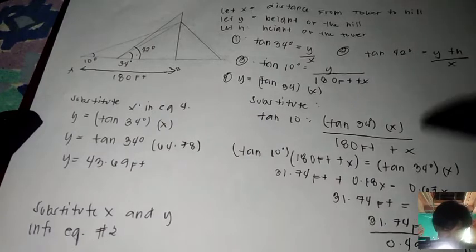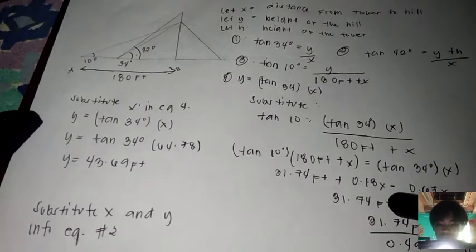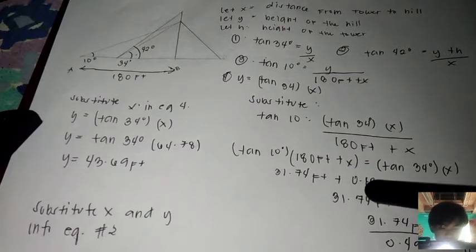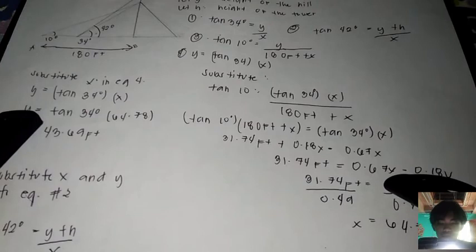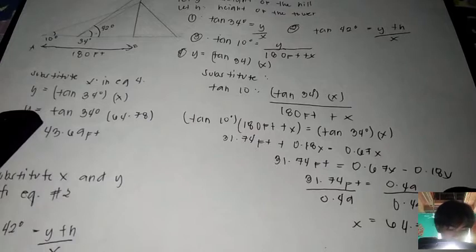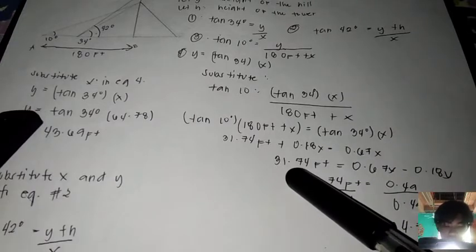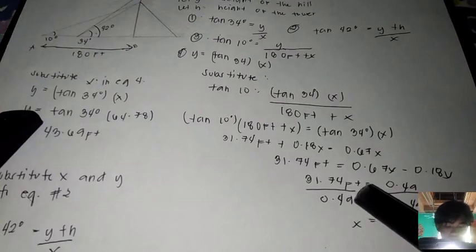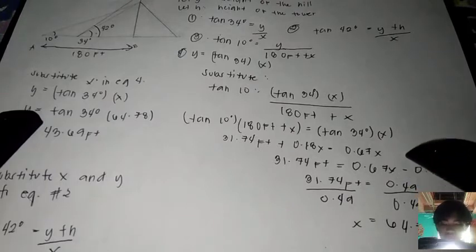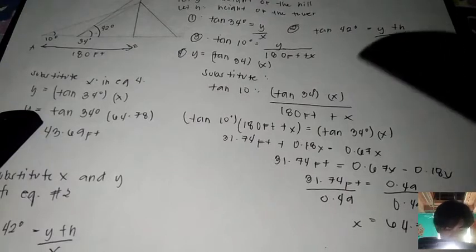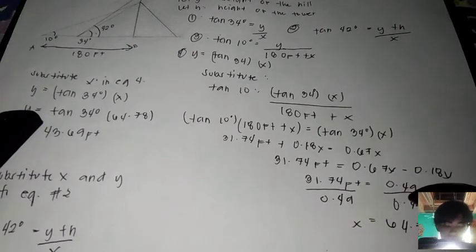After that, we need to transpose the 0.18x to the other side. So we have here the 0.67x minus 0.18x, and let's just copy the 31.74 feet. So after that, we need to subtract the 0.67x to 0.18x. So we have 0.49. And let's just bring down the 31.74 feet.